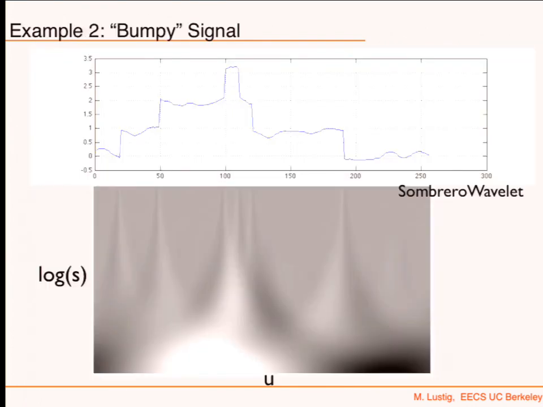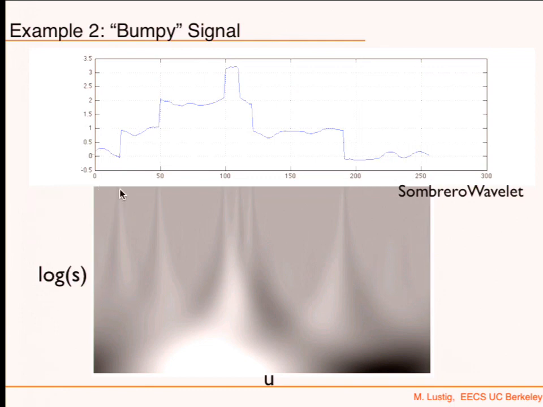Here's another example of a wavelet transform. This is a particular signal, and this is using the sombrero wavelet or the Mexican hat. And this is log S, and this is U. If you look at that signal, you've got these bumps and this overall slow-moving thing, and you see that you've got information at different scales. The coarsest scale gives you the smooth version of your signal. If you look at the intensity over time, it intensifies and decreases. The fine scale really shows you just the edges, where the edges occur.